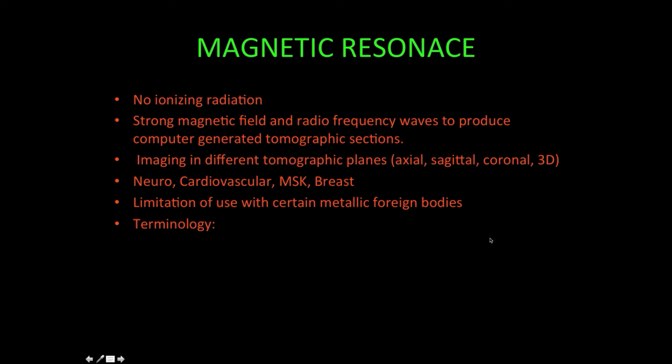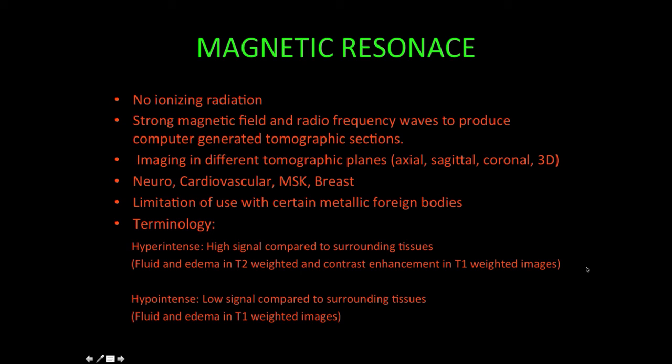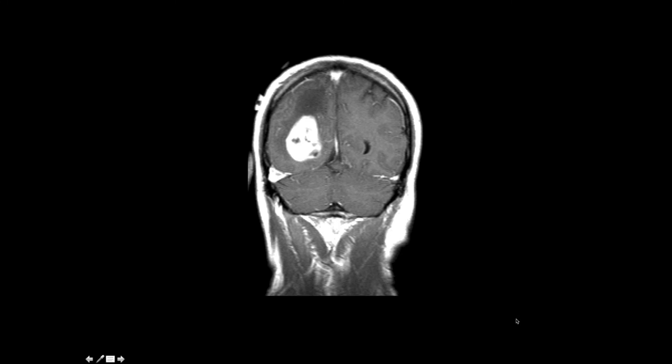So how do we describe the findings on MR? Well, here we talk about intensity. A finding is hyperintense when it has a high signal compared to the surrounding tissues. For example, fluid and edema in T2 weighted images are hyperintense, and so is contrast enhancement in the T1 weighted images. Hypointense means low signal compared to surrounding tissues. Examples are fluid and edema in T1 weighted images.